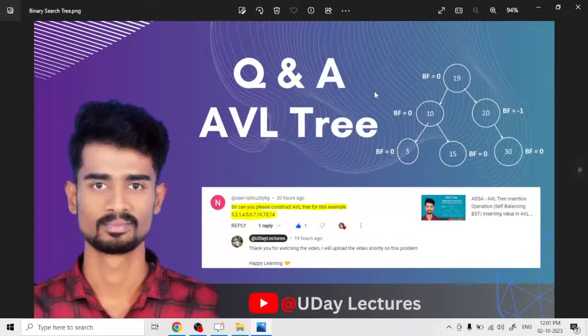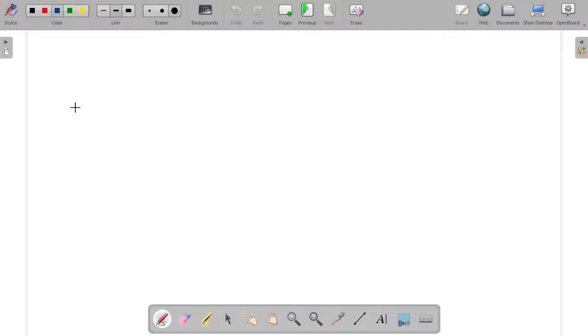So what is the advantage of AVL tree compared to binary tree? Right. So the advantage of AVL tree is this. As I said already, in binary search tree, the time complexity is big O of n, which we also call linear time.